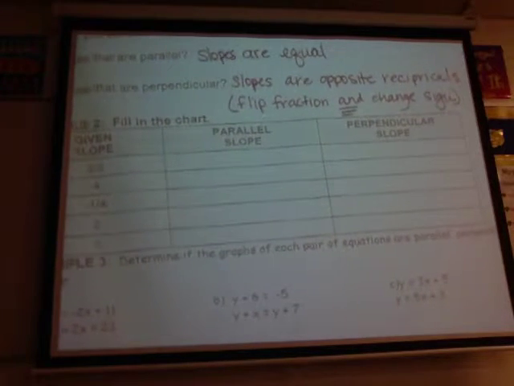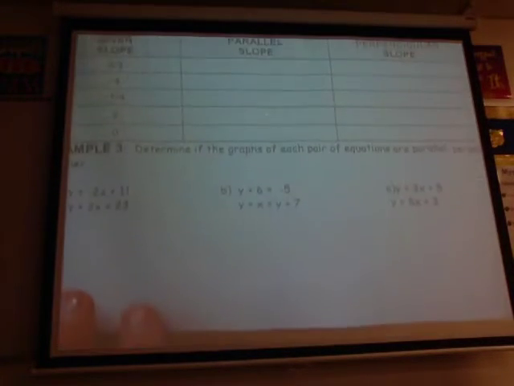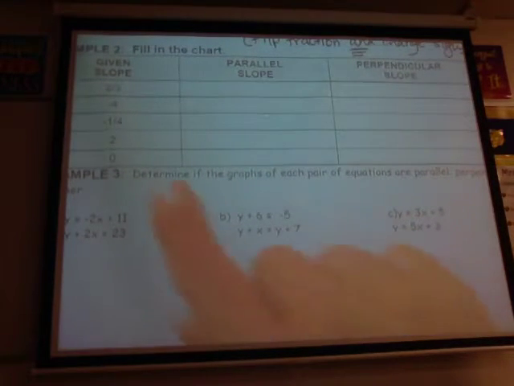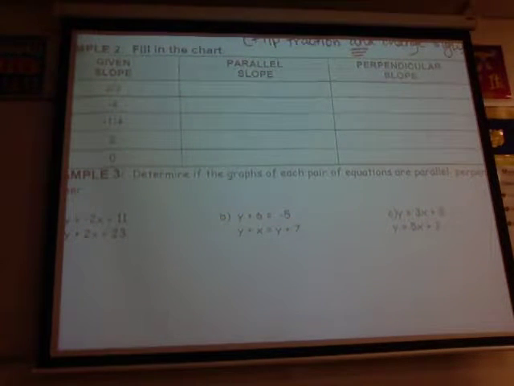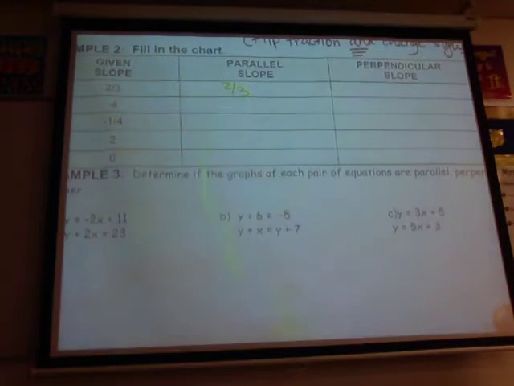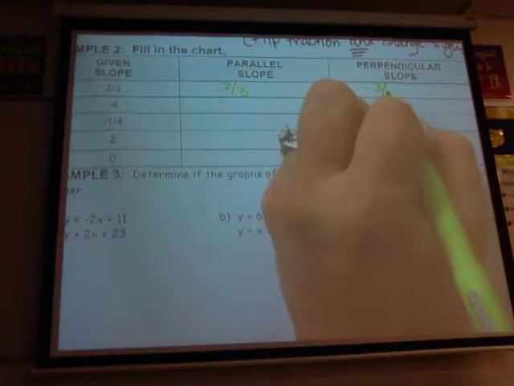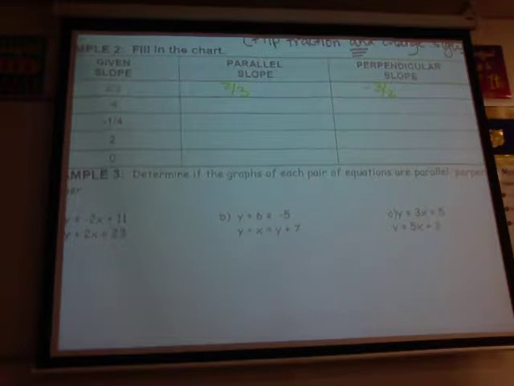So, on here, if I have a slope of 2/3, and I want to know what's the parallel slope, what's it going to be? It's going to be the same as 2/3. But the perpendicular is what? -3/2. Flip it and change the sign.